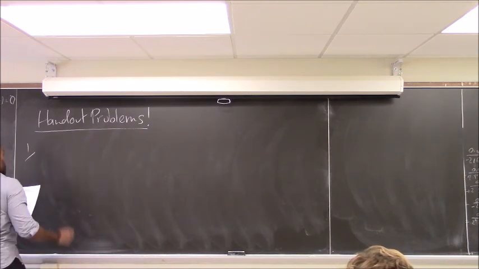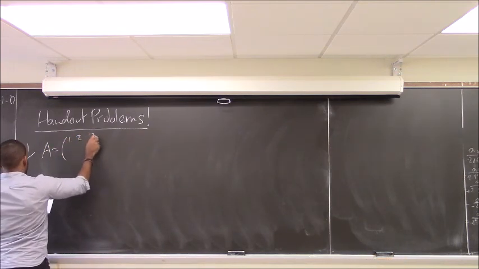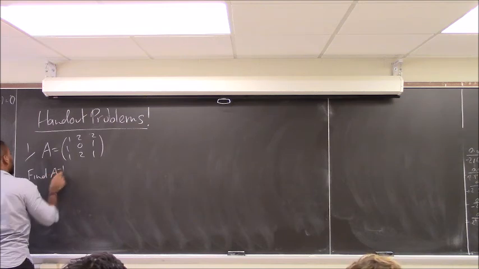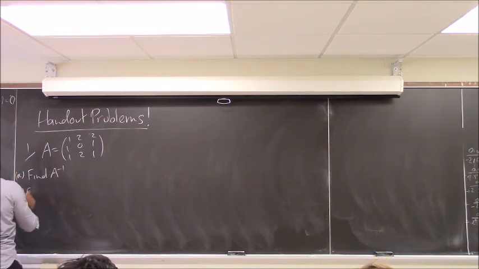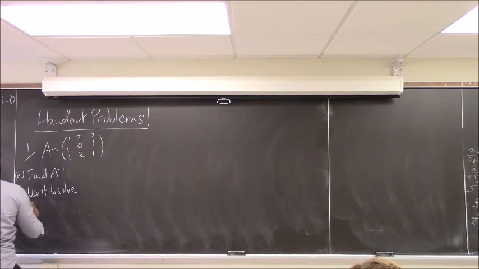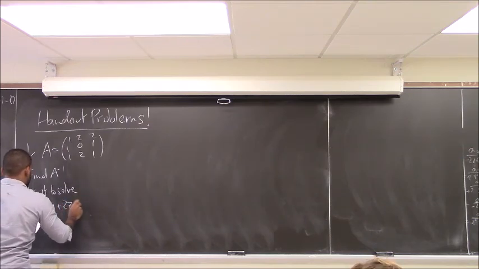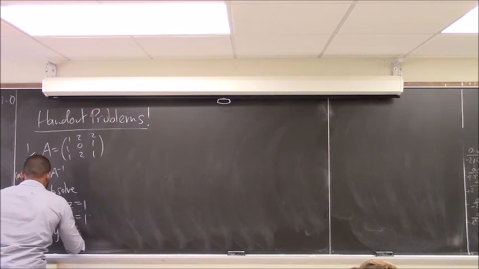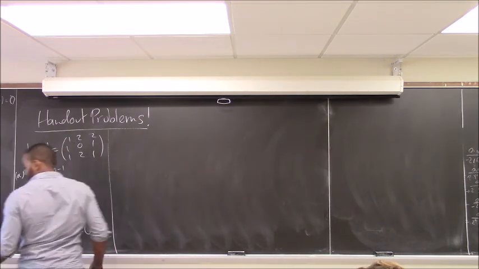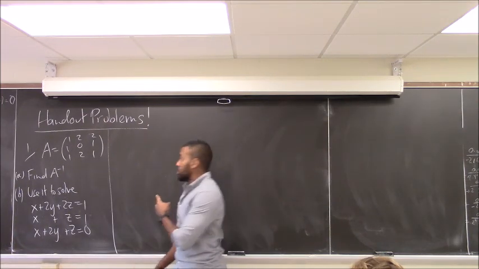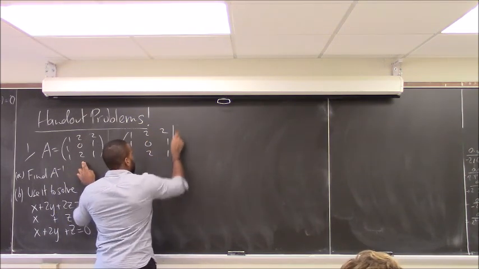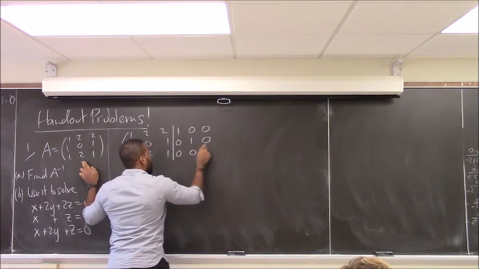Problem 1. So we have A equals 1, 2, 2, 1, 0, 1, 1, 2, 1. Find A inverse. B. Use it to solve the system x plus 2y plus 2z equals 1, x plus z equals 1, and x plus 2y plus z equals 0. Okay, how do we start? Augment with the identity. So 1, 2, 2, 1, 0, 1, 1, 2, 1, 1, 0, 0, 0, 1, 0, 0, 0, 1. And then now?